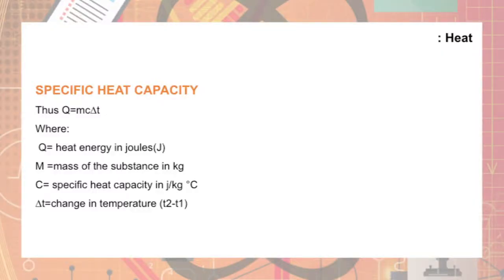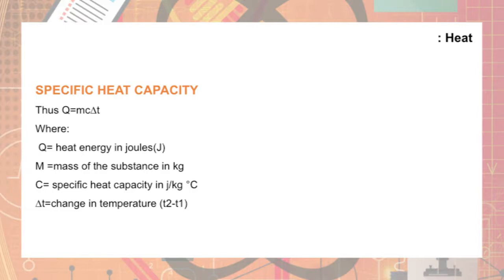I want us to look at the formula for specific heat capacity. We said that Q equals MC, the change in temperature. Now I want us also to concentrate on the PowerPoint slides. Our Q there is our heat energy in joules. Our M is the mass of the substance in kilograms. Our C is the specific heat capacity of the substance.